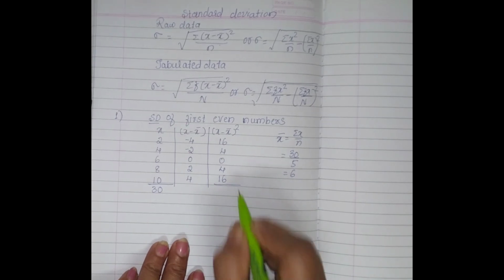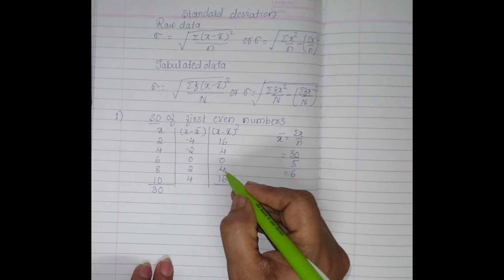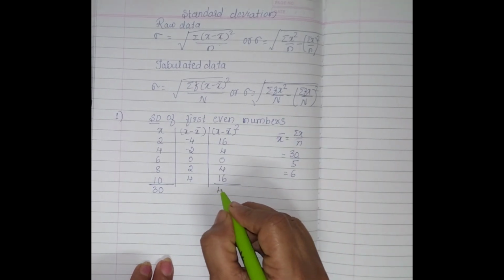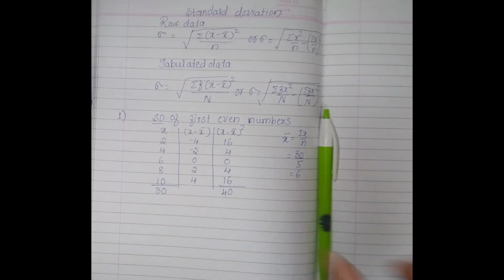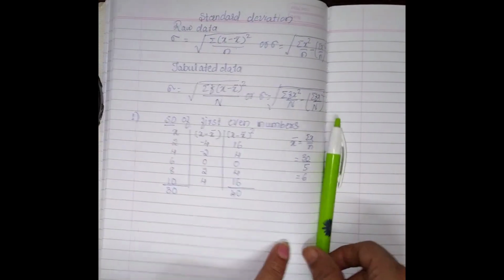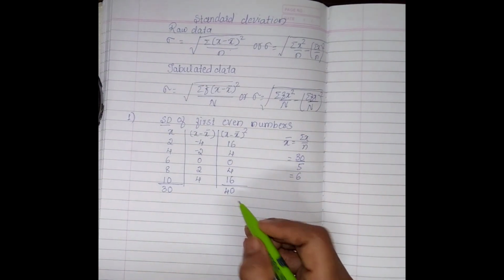You have to take the total of this. That total is 16 plus 4, that is 20, and 20 more, that is 40. Forty is the total of this x minus x bar whole square.